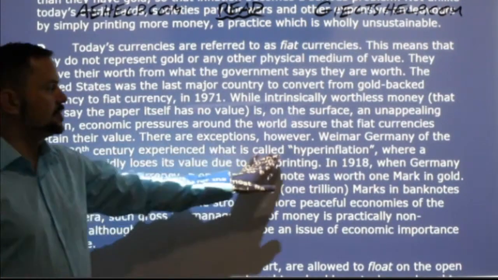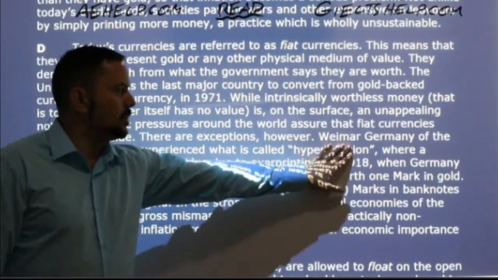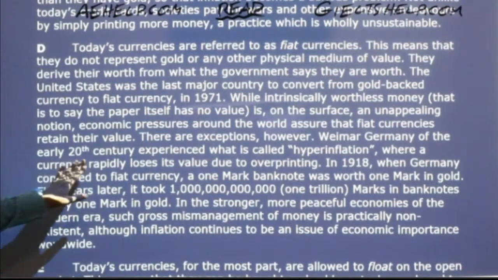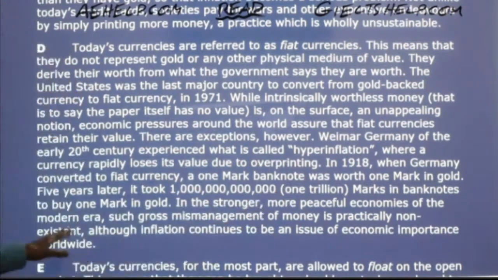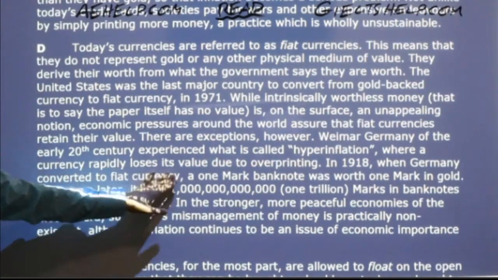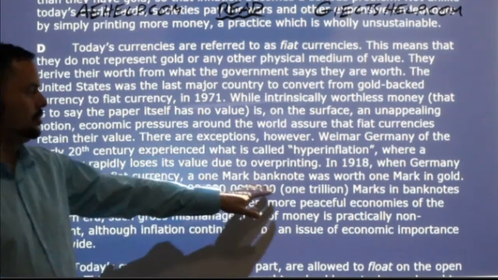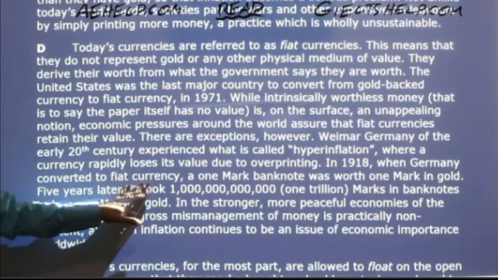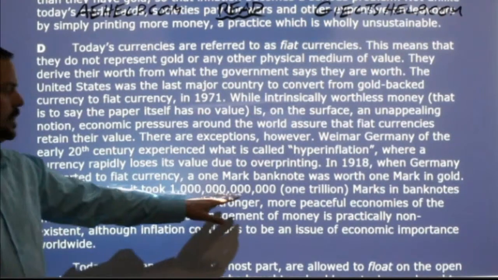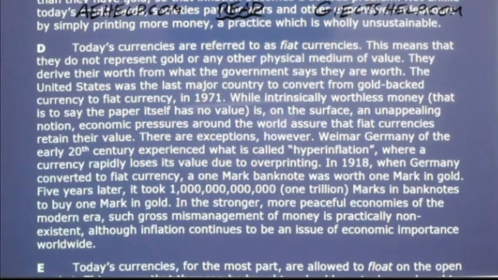There are exceptions, however. Weimar Germany of the early 20th century experienced what is called hyperinflation, where a currency rapidly loses its value due to overprinting. In 1918, when Germany converted to fiat currency, a 1 mark banknote was worth 1 mark in gold.